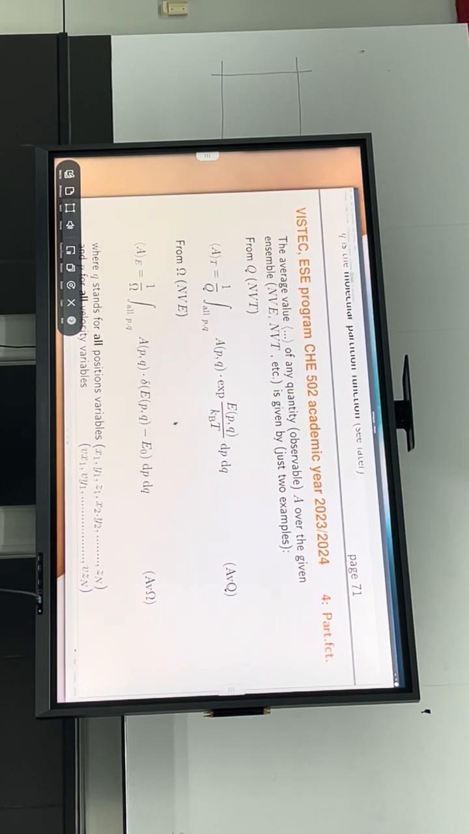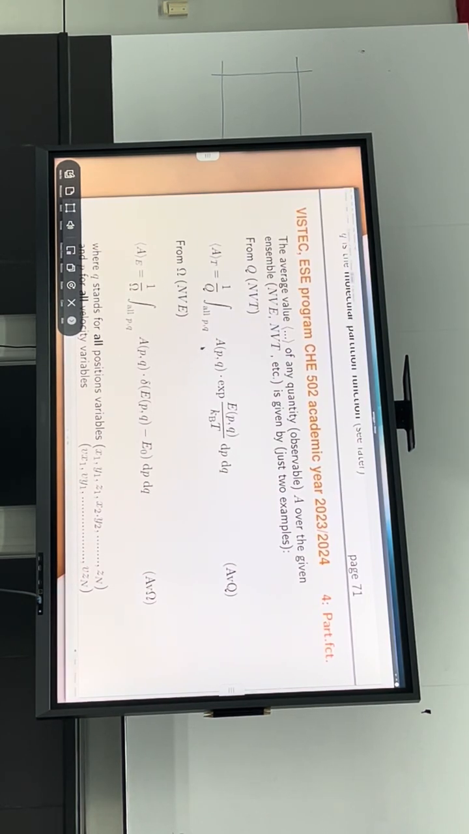this equation, or these two equations are important because they tell you if you have some property of the system. So A is a property of the system. Maybe the pressure, or maybe viscosity, or maybe the X-ray diffraction, or the neutron diffraction, or NMR something, or whatever you want. So A is an observable.